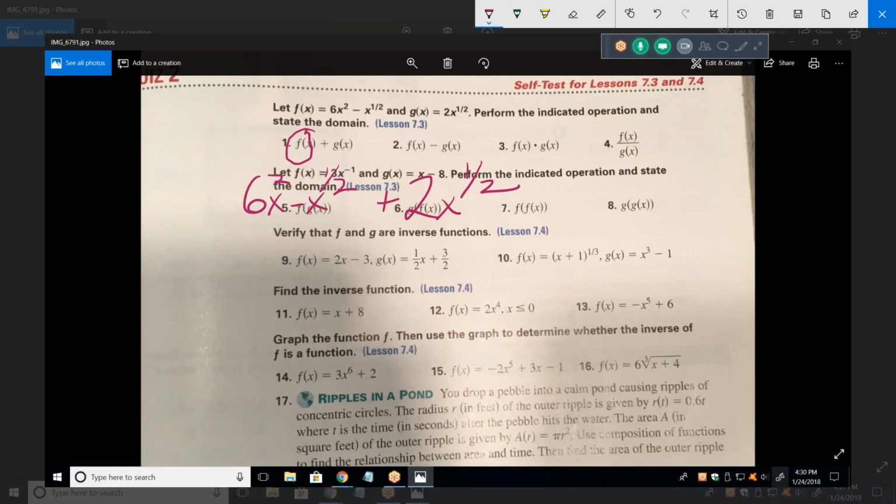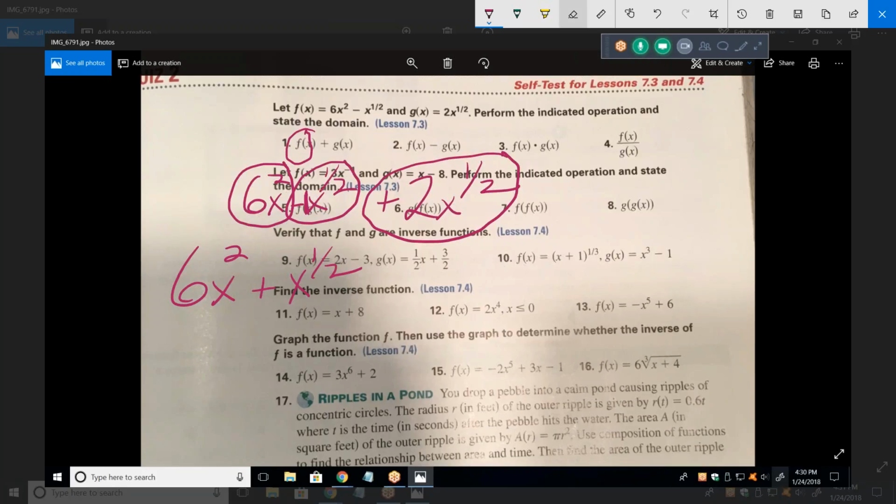Okay, so the total number of those that we have is 6x squared. Now what's this? What is minus x to the 1/2 combined with plus 2x to the 1/2? It would be plus 1x to the 1/2. Yeah, plus 1x, but we don't need the 1, the same way that the 1 is not there, but it's implied. All right. Good.